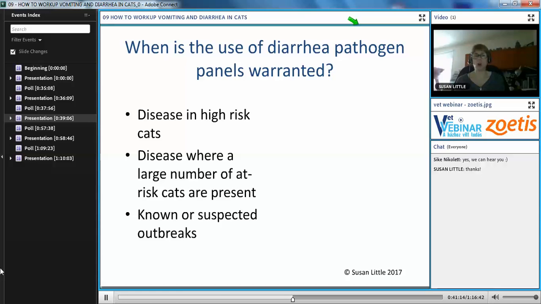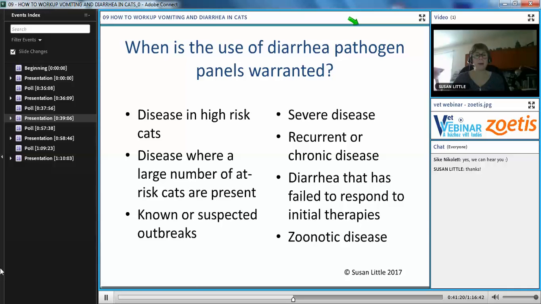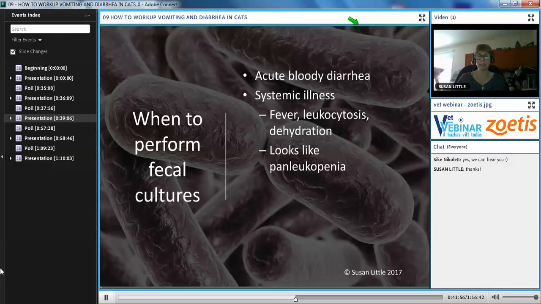Maybe there's already been a known or suspected outbreak of a pathogen or multiple pathogens, and so you need to do some surveillance. It could be a particularly severe disease that you're having trouble getting a diagnosis, or recurrent disease, especially diarrhea that's failed to respond to therapies, or if there's ever a concern about zoonotic disease. Maybe this pet with diarrhea is in contact with an immunocompromised person, for example. So there are times when we might use these sort of very broad panels, but we still have to remember that just getting a positive test result, especially for the bacterial components, doesn't guarantee that they're the cause of the disease.